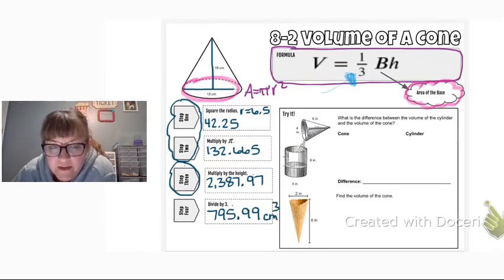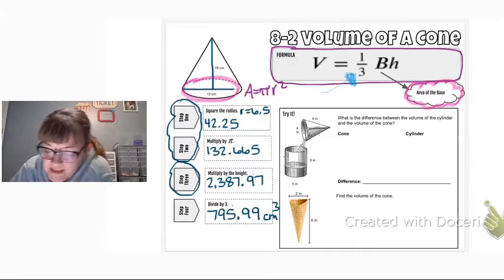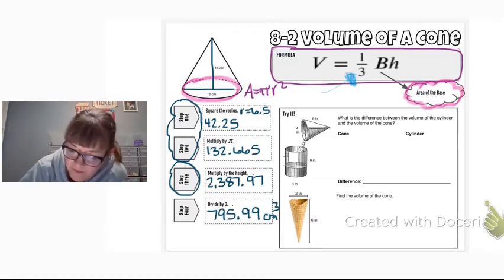So it's still area of the base times the height, but then divide by 3. Okay, let's look at this example. What is the difference between the volume of the cylinder and the volume of the cone?